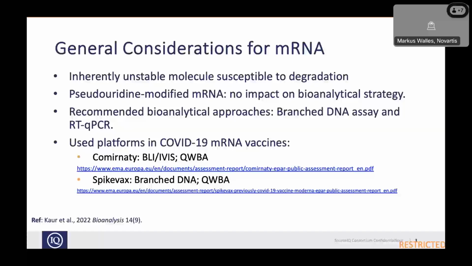The current recommended approaches of bioanalysis of mRNA are the branched DNA assay and the RT-qPCR reaction. As outlined by my co-presenter in this webinar, Marcus, the known bioanalytical platforms in currently approved COVID-19 mRNA vaccines are QWBA and IVIS for Comirnaty and QWBA and branched DNA assay for Spikevax.